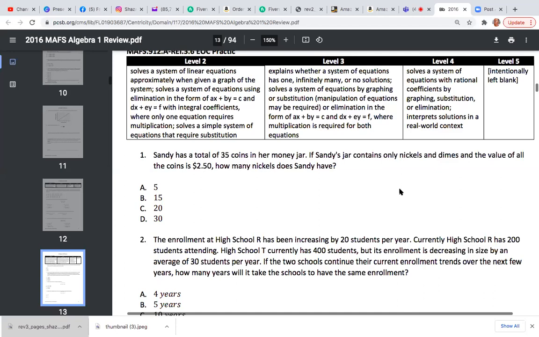So this is going to require some common sense. She's got a total of 35 coins. They consist of nickels and dimes. Now, the value of a nickel is 5 cents, and the value of a dime is 10 cents. If the total for her coins is 250, your question is, how many nickels does she have? These answer choices represent the total number of nickels. For this one, it's going to be a process of guessing and checking.